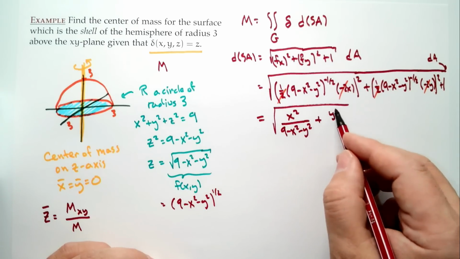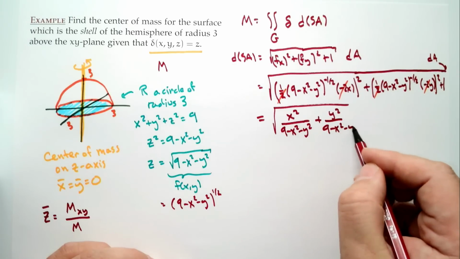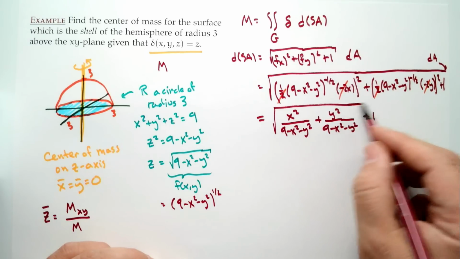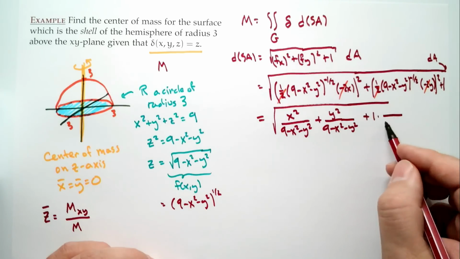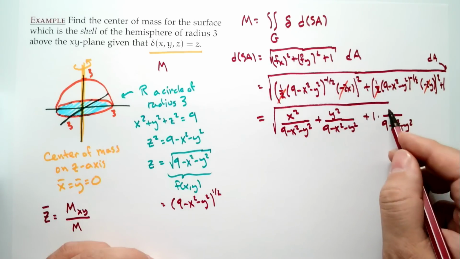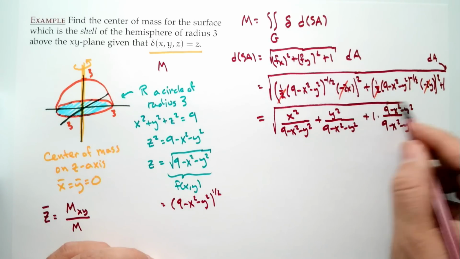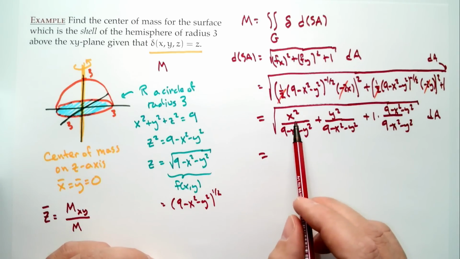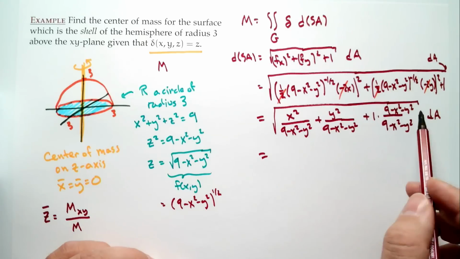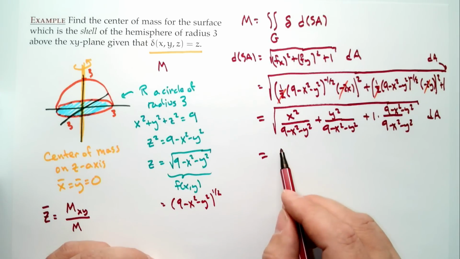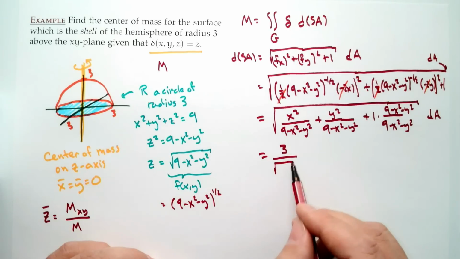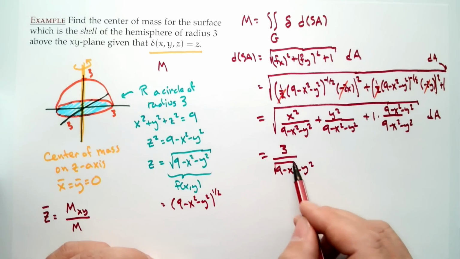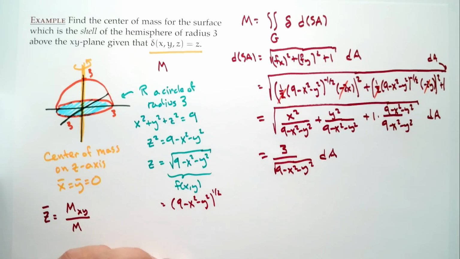Similarly, the second term would be y squared over 9 minus x squared minus y squared, and then the plus 1, which of course, with a common denominator, is 9 minus x squared minus y squared over 9 minus x squared minus y squared, dA. Add these all together, and a beautiful thing happens in the numerator. You'll see the x squareds will cancel, the y squareds will cancel. So we're going to end up with the square root of 9, which is 3, over the square root of 9 minus x squared minus y squared dA. Okay, so there we go. There's hope. That's not so bad.